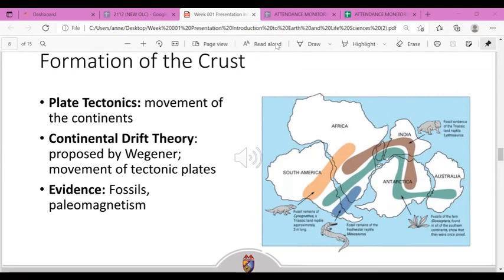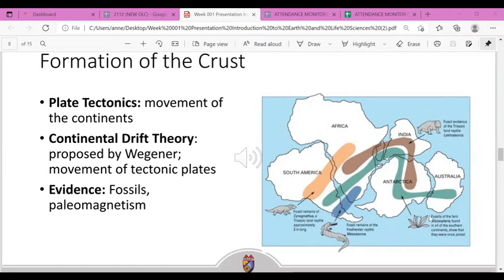Okay. So, in the plate tectonics, this is the movement of the continents. So, here, like what it says here, one of the evidence that was given by Wegener are the fossils of these land reptiles and then the fern. Diba? I know I discussed this to you already. No?